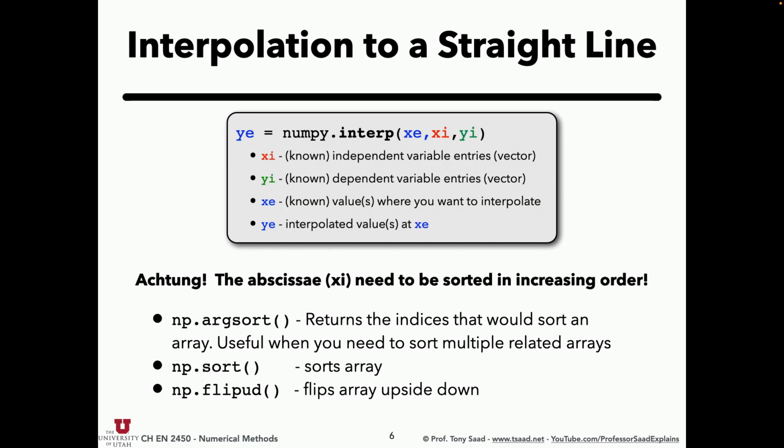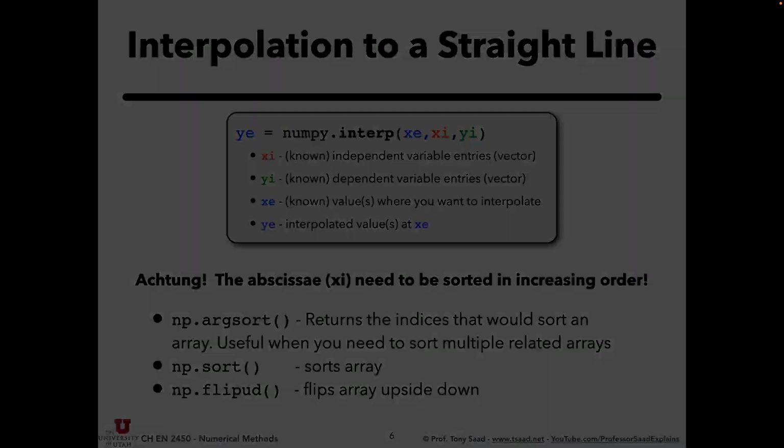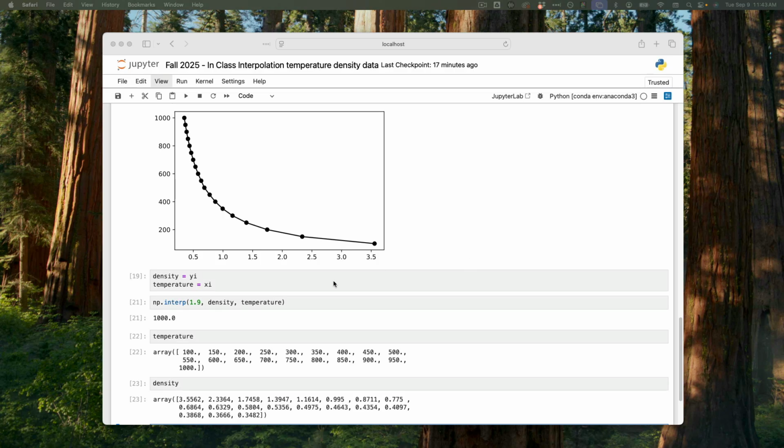There are three ways to deal with sorting. There's a very general way, and there are some very specific ways. In our case, the density was monotonically decreasing. All I have to do is flip it so that it becomes monotonically increasing. But don't forget to also flip the temperature. The temperature was monotonically increasing, so if I flip it upside down, this is called flip UD, flip upside down. I can do this in this particular case. This is not the general or best approach, but it works for this problem.